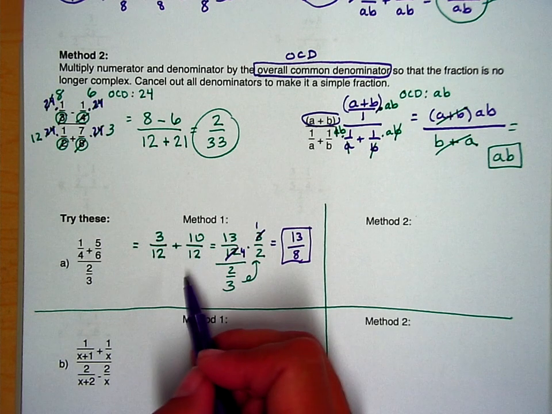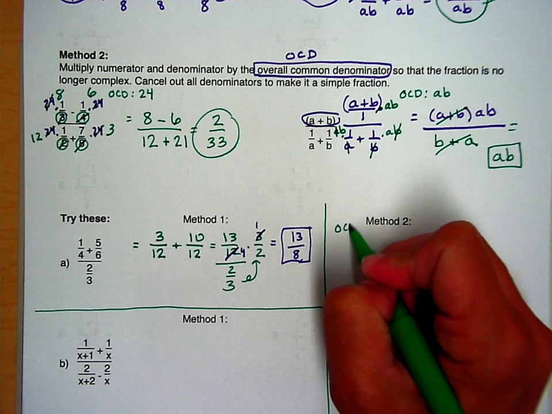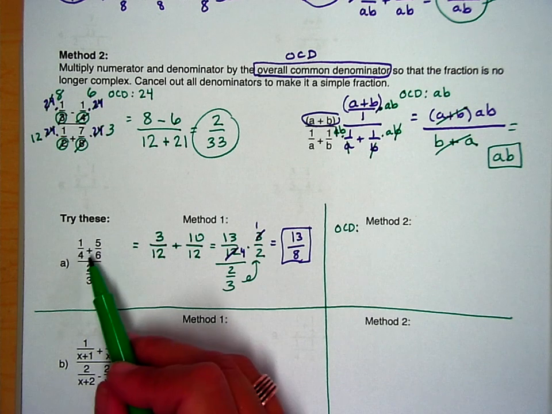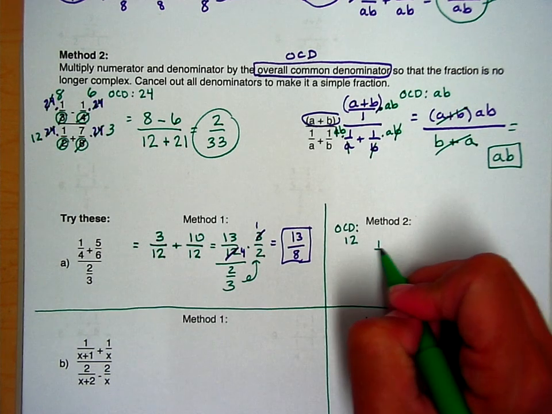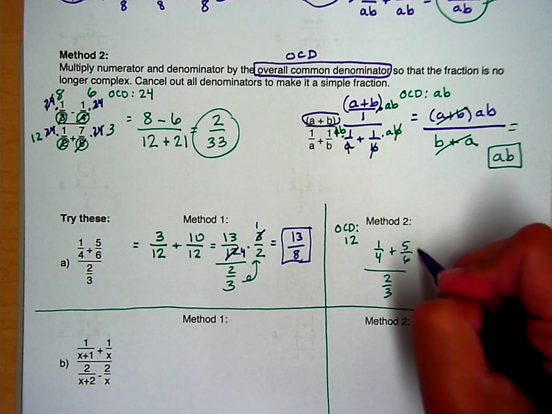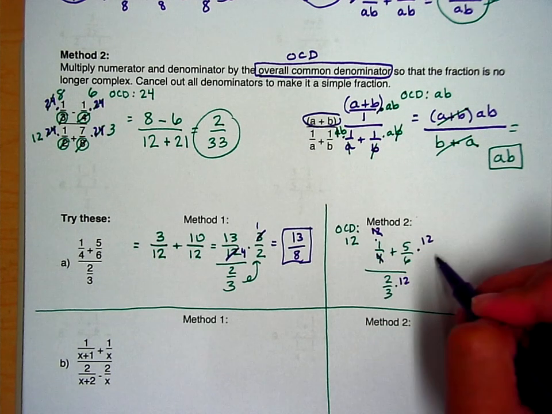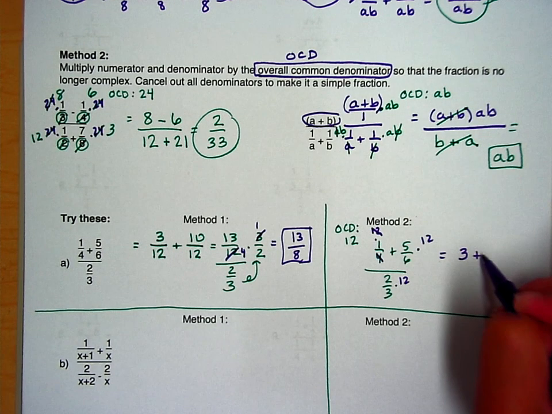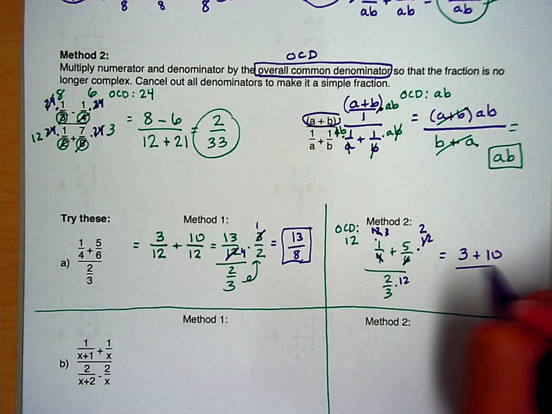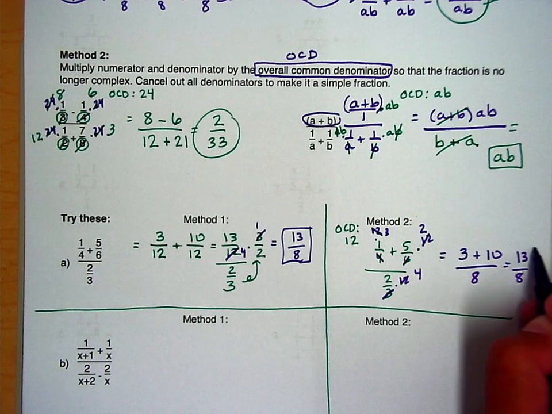Okay, common denominators, flip, and multiply. Method 2, look for the overall common denominator. So between 4, 6, and 3, my overall common denominator would be 12. So I'm going to just rewrite the problem here. Multiply each term by 12. Cancel. So that first one gives me a 3. Cancel, right? 3 times 1, 5 times 2 is 10. Cancel. 4 times 2 is 8. And I get 13 eighths.